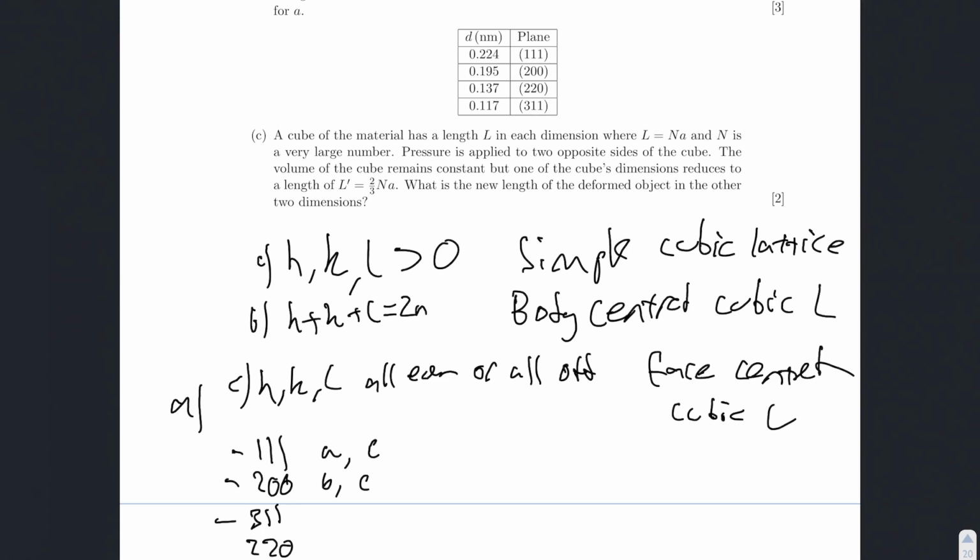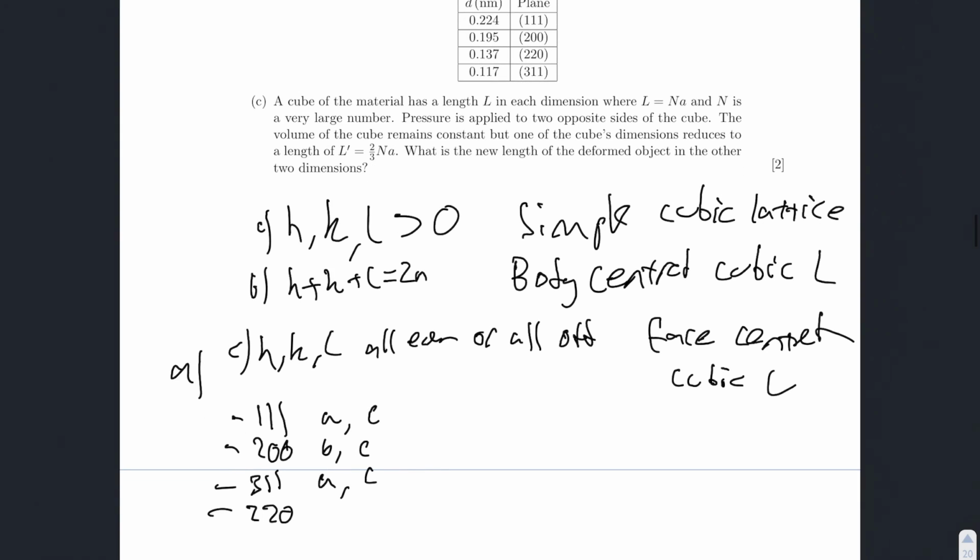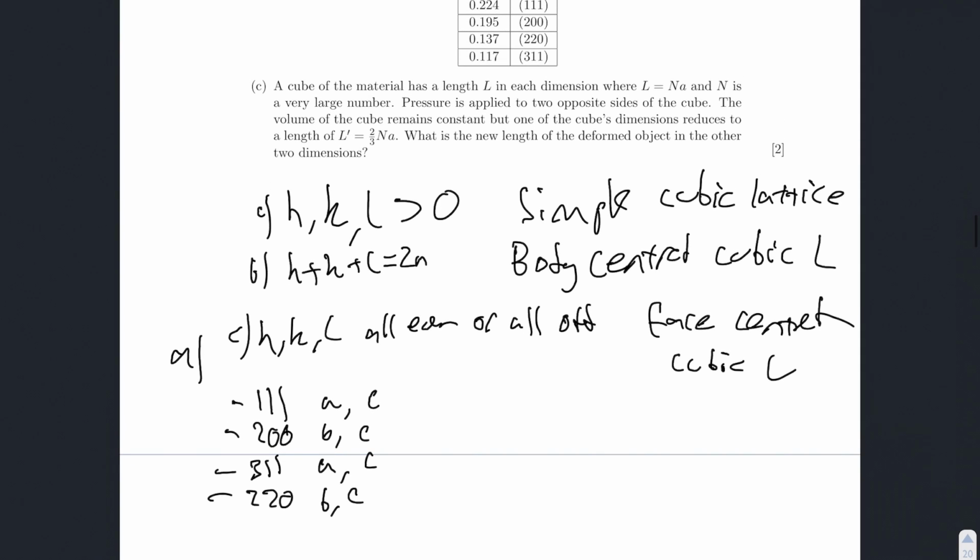So now 311, they don't add up to an even number. They're all bigger than 0, so it has A. They're all odd, so it's C. Then 220, not all bigger than 0, so not A. They add up to an even number, so it has B, and they are all even, so it is C. So looking at all of these, you can see they all have C in common. So that means it is C, which is a face-centered cubic.